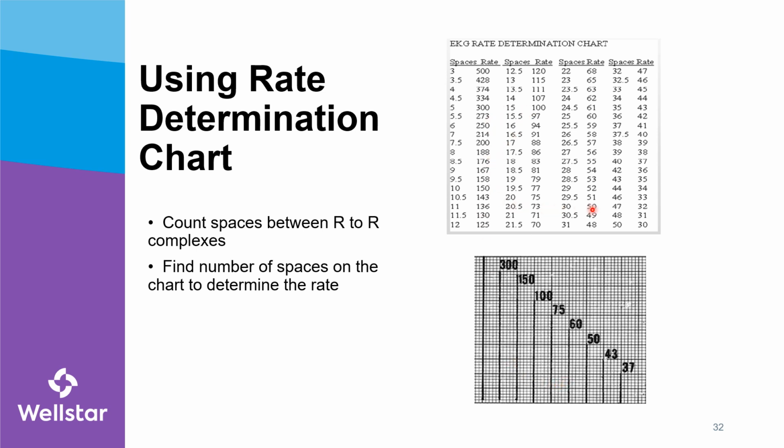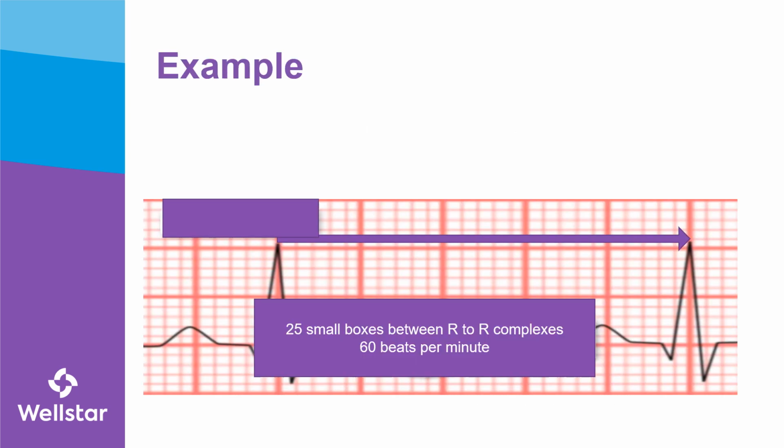There is this chart here for your reference. We find that not everybody has this in their pocket and ready to make this calculation. This is why the 6-second method is preferred. So, using that method again, we're going to count that there are 25 small boxes from this to this, or you can remember that within each one of these large boxes is 5. So we'll count 5, 10, 15, 20, 25. We've got 25 small boxes or 5 large boxes from R to R complex to give us a total of 60 beats per minute.